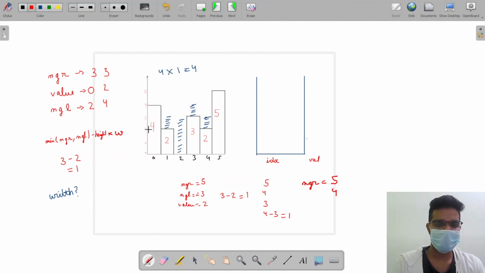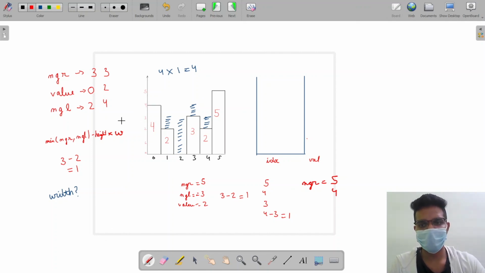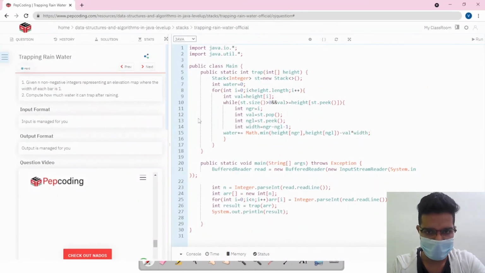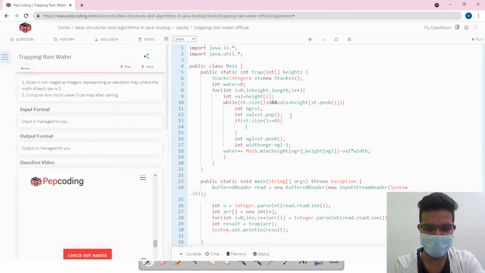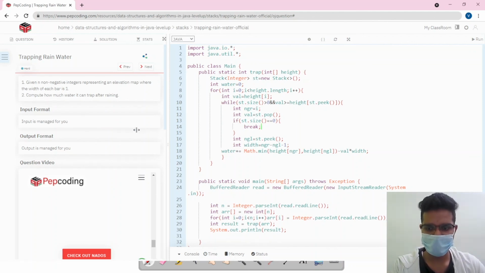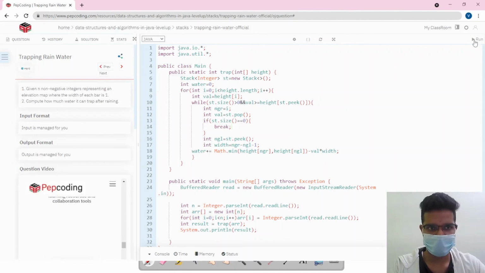So if that's the case, then I'm going to simply break, because I know that my water can't get trapped if there is no next greater left, no building at the left that is greater. So here I have to write a condition. If stack.size is equal to 0, then simply break the loop. Now let's try running our code and see if this works or not.